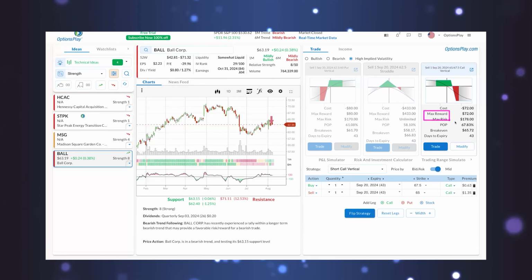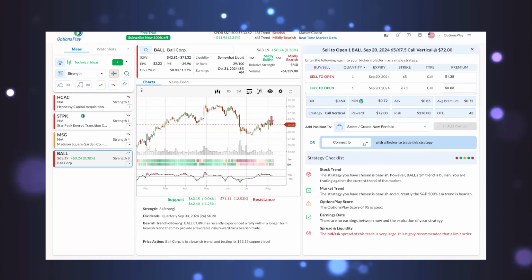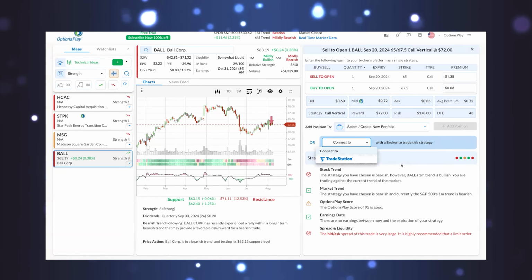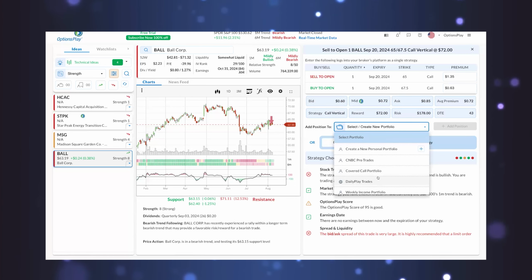You can analyze it based on the maximum risk and reward as to whether this suits you before you click on the trade button and execute this trade either into your broker's platform or into your TradeStation account directly from your OptionsPlay platform. You can also even paper trade these types of trades.